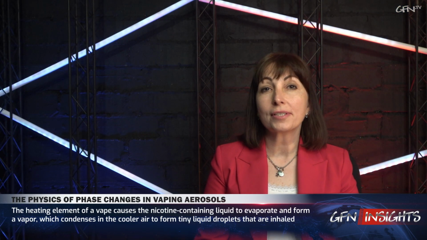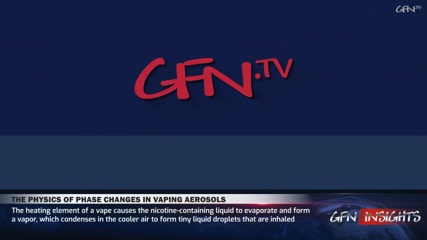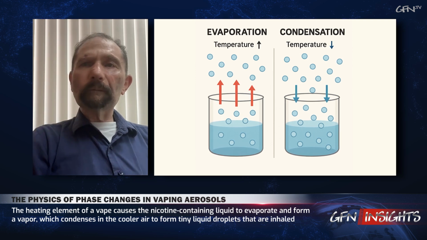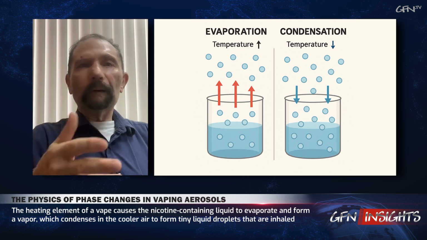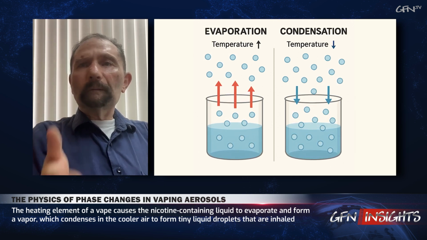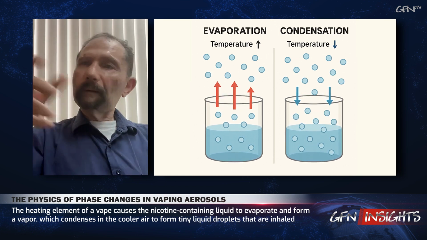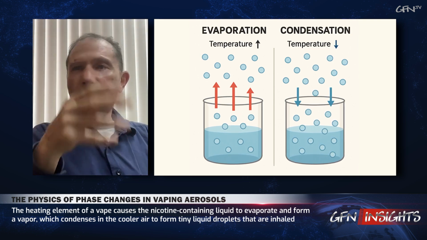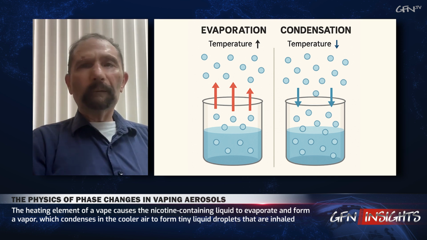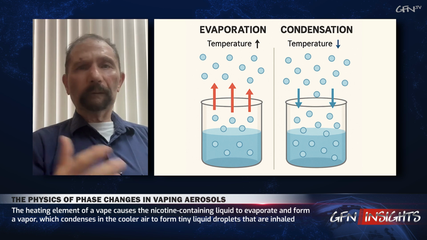And how do the processes of evaporation and condensation work together to form aerosols in vaping? Well, when you raise the temperature, then you are favoring evaporation, right? Parts of the liquid will evaporate. But when temperatures go down, then this part of this gas, this vapor, will go back to liquid. See, you can also see it in terms of molecules.